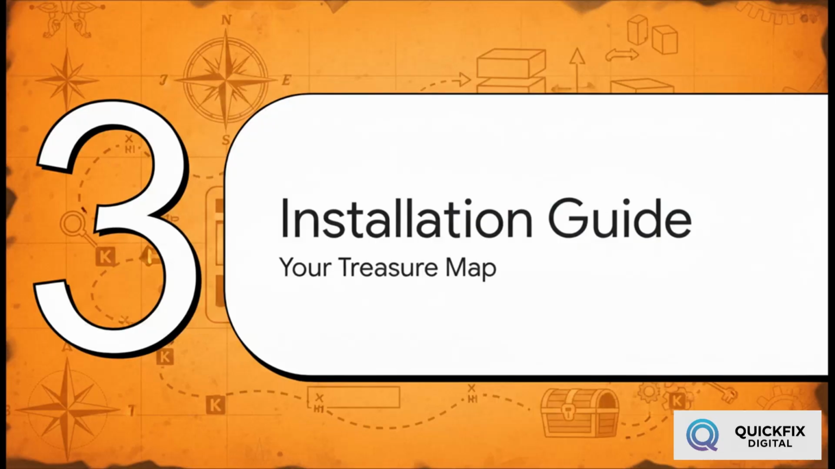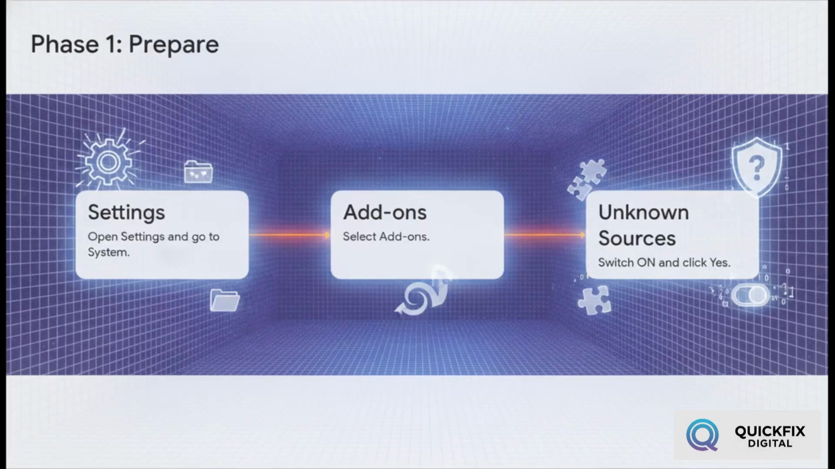Moving on to Section 3, the step-by-step installation guide. Here is your treasure map. Okay, the full installation process usually takes about 15 steps, which I know sounds kind of intimidating, but we've chunked it down into 3 really manageable phases. Here's Phase 1. This is all about prepping Kodi to accept outside files. You're going to open your settings, just click that familiar cog symbol, navigate over to System, and select Add-ons.